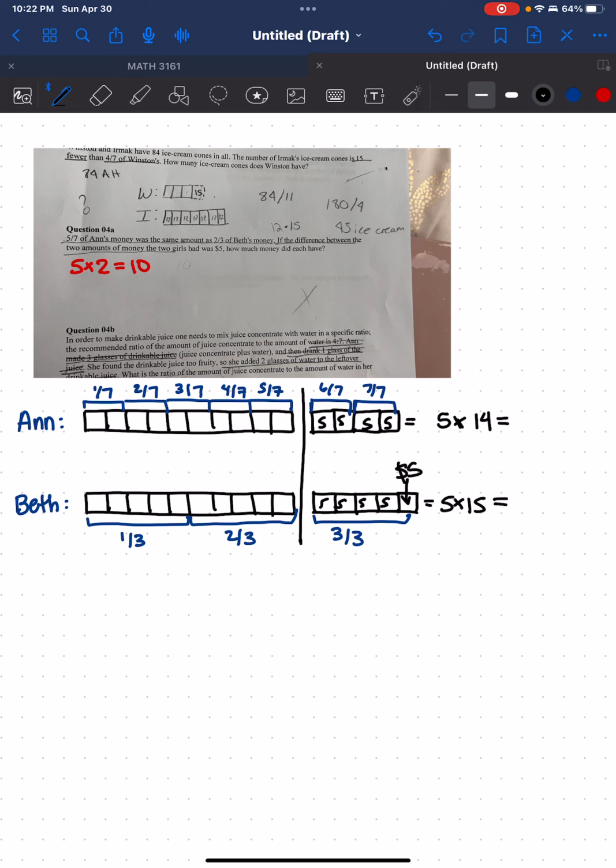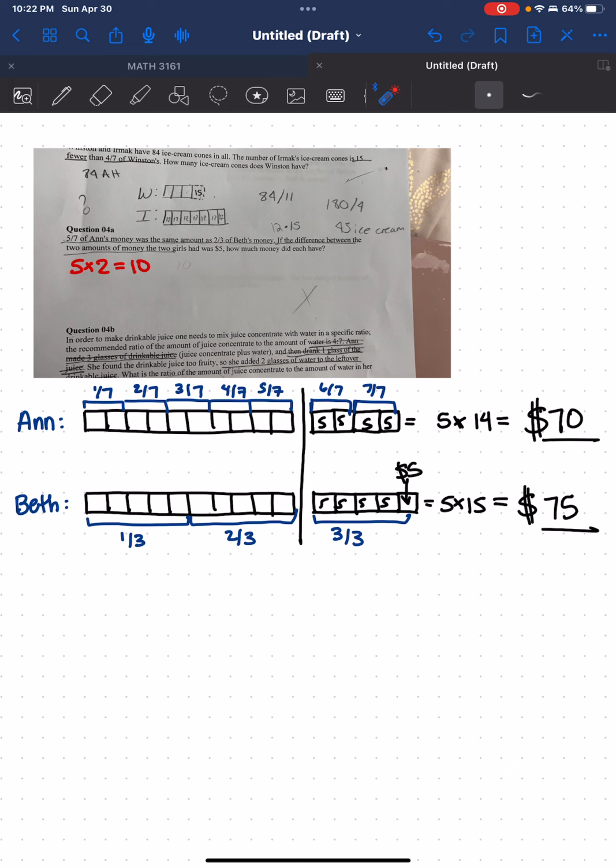And then on my calculator, 5 times 14 is 70. And then 5 times 15 is 75. So that means that Anne had $70 and Beth had $75. And this goes with the problem because we know that the difference between the amount that each girl had was $5, which we can see here.